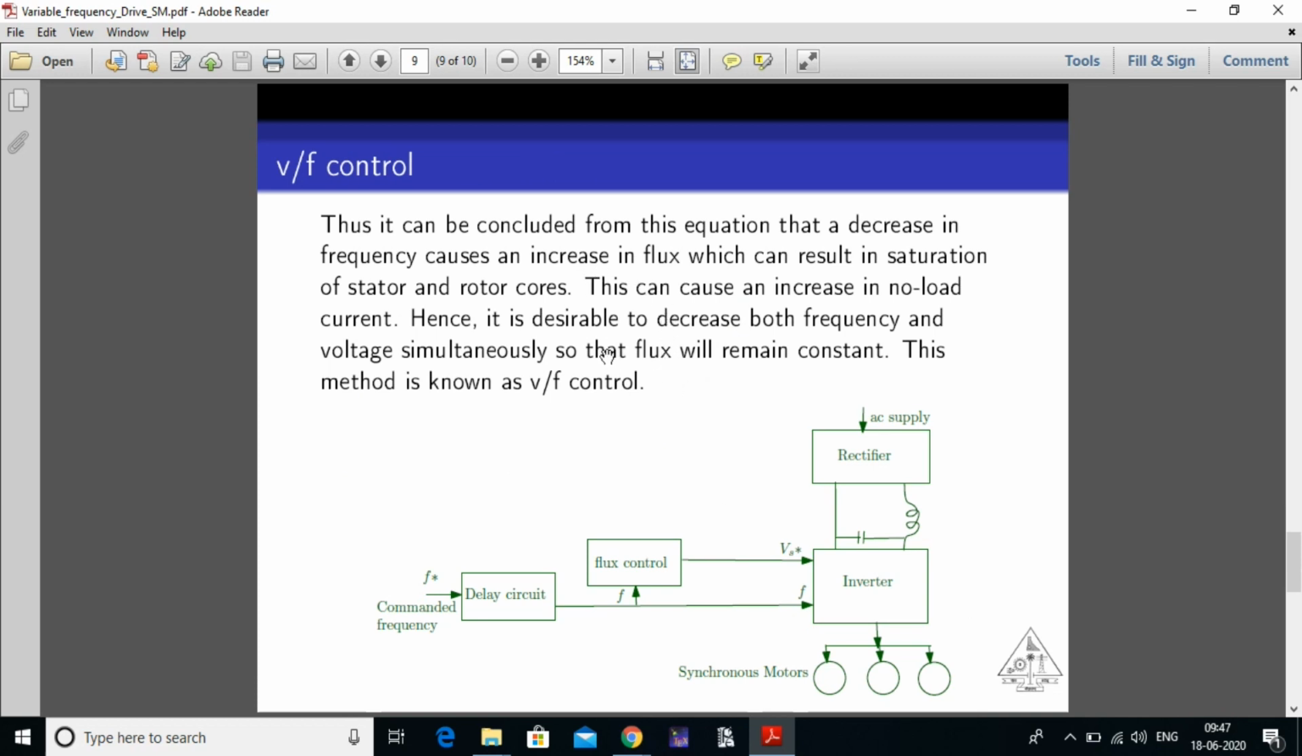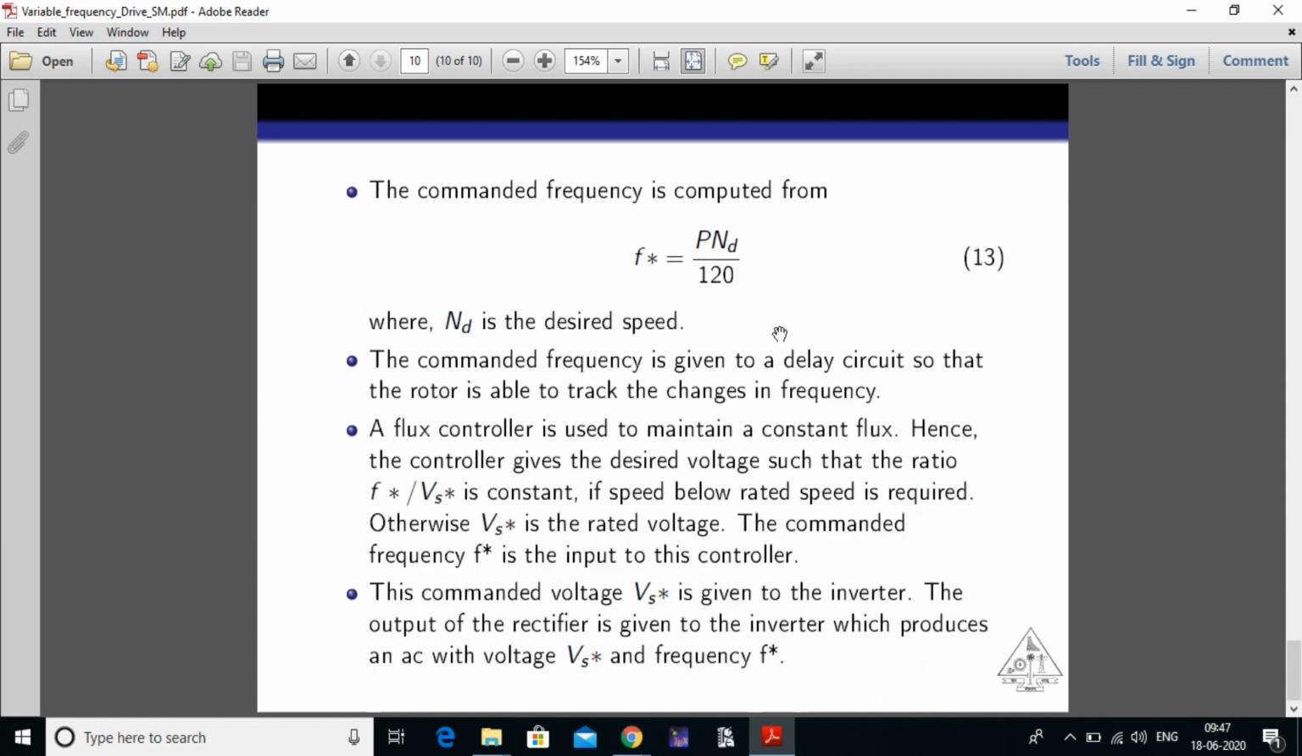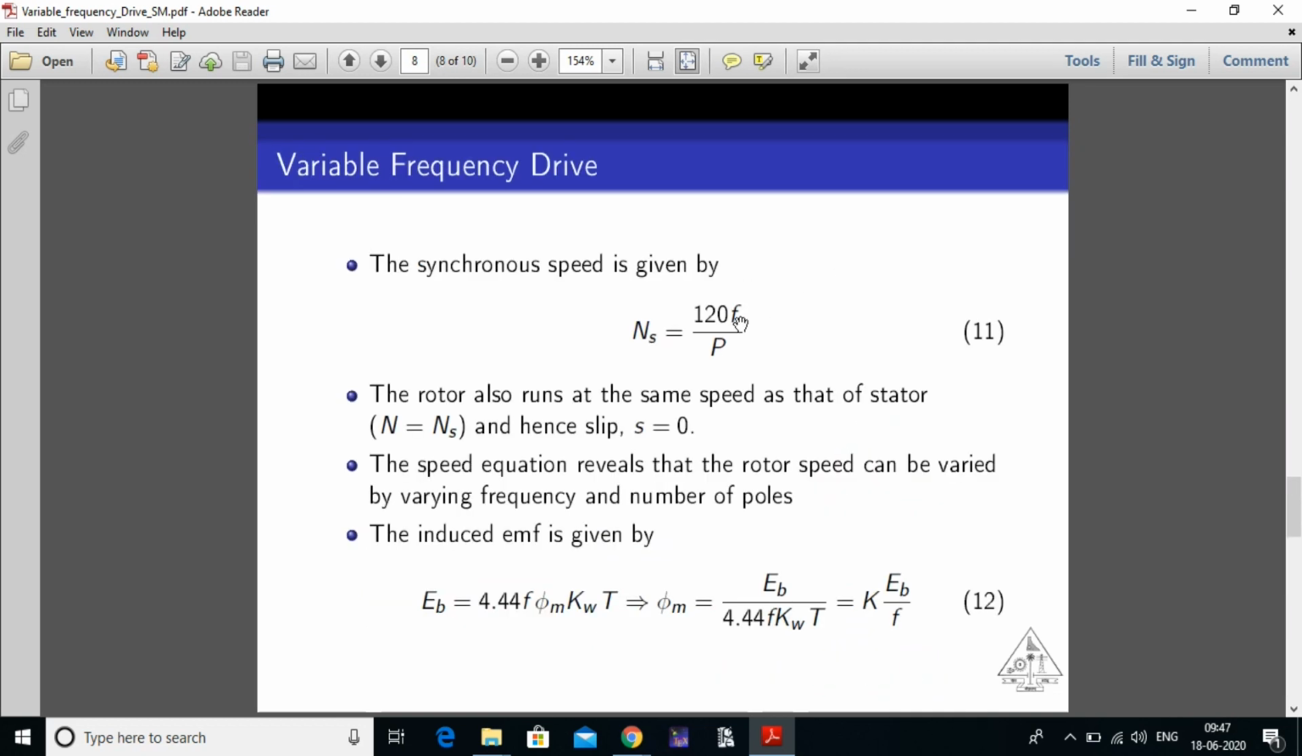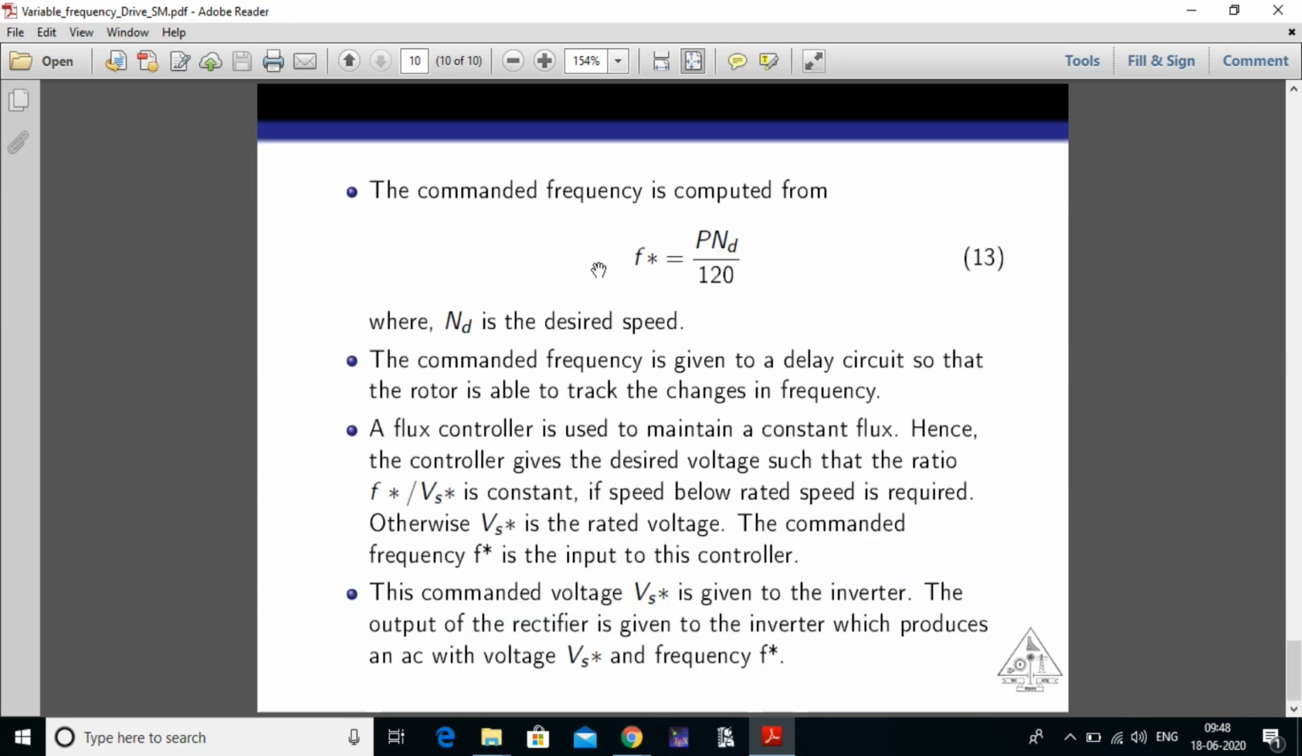This is the block diagram of the V by F control. I have already discussed why we need a V by F control, why we need to change V and F simultaneously. Here, V star is the reference voltage and F star is the reference frequency that we can obtain from this equation. You can see from this equation, F is equal to P ns by 120. But that is being written here, F star is equal to P Nd by 120, where Nd is the desired speed that is required.